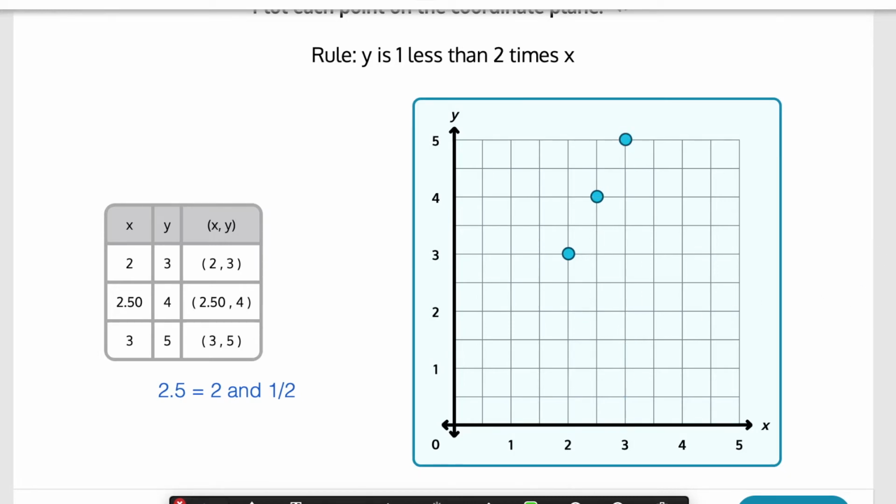Take a look at these points, and what do you notice? Stop and think. Have your teacher call on you. What do you notice with these points on this coordinate plane?